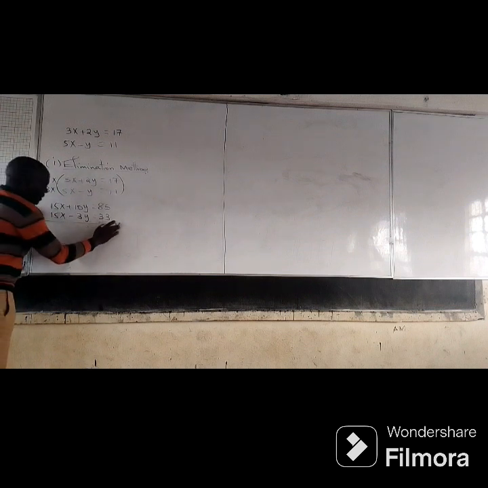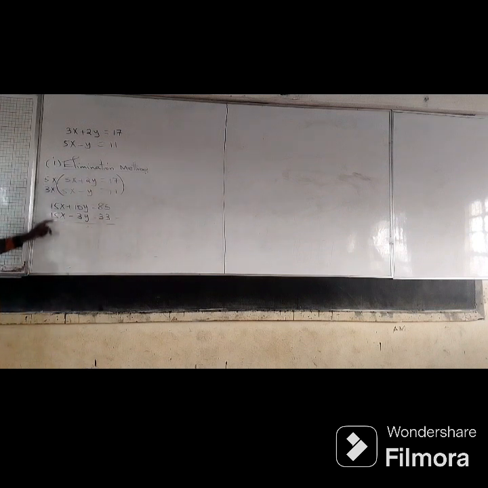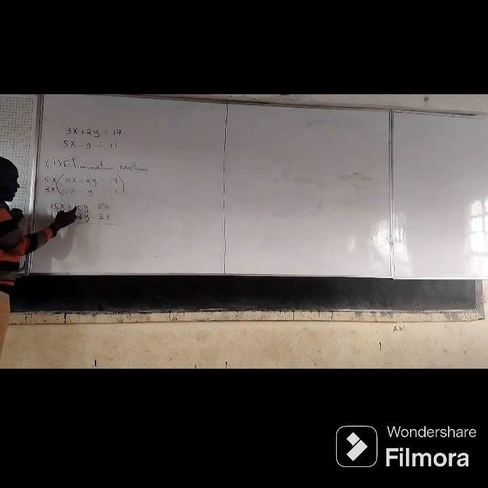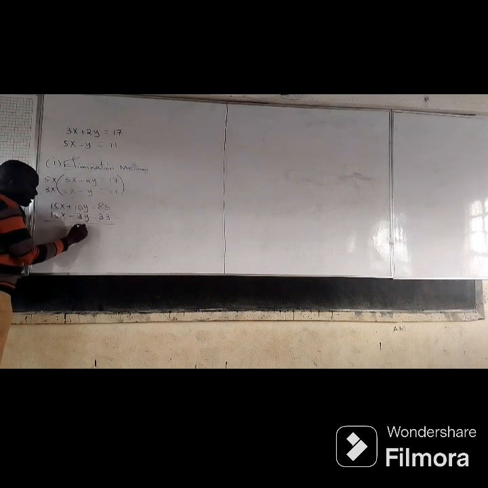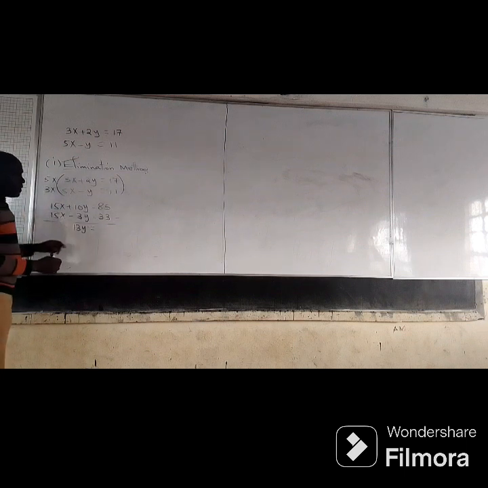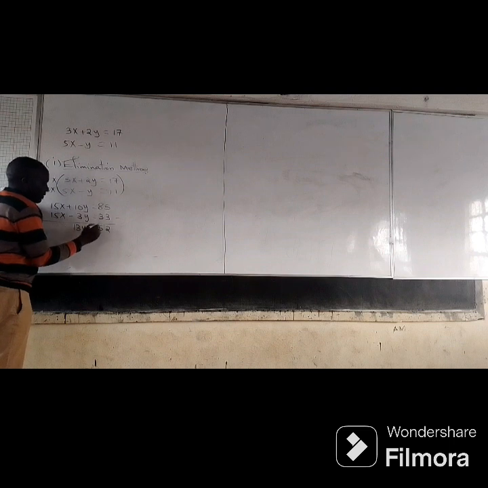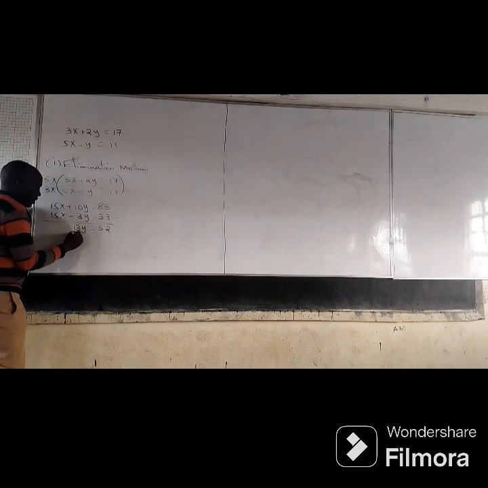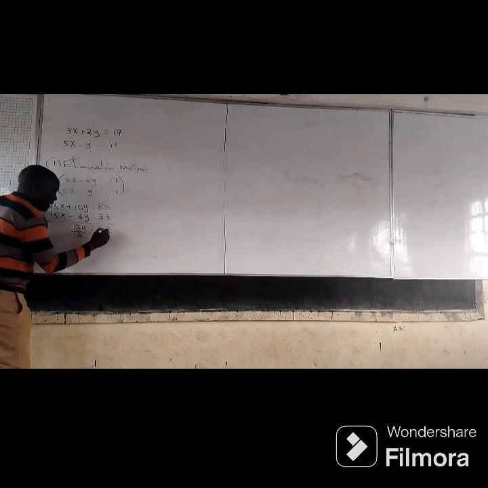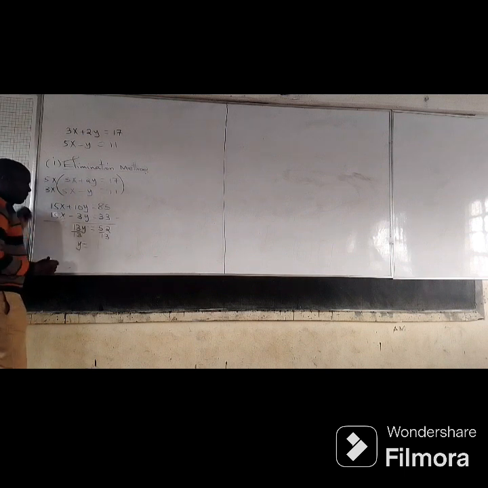And with this, we are going to subtract so that we can eliminate x. We remain with one unknown in this equation. By subtracting, 15 minus 15 is 0. Then we have 10 minus negative 3, which is 13y. And 85 minus 33 is 52. Then we divide by 13 on both sides. So the value of y is 4.